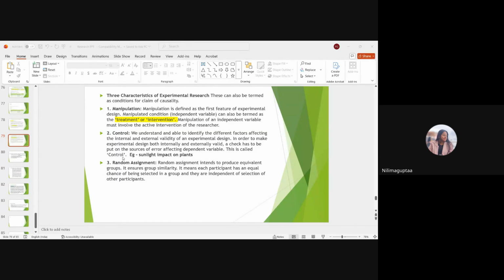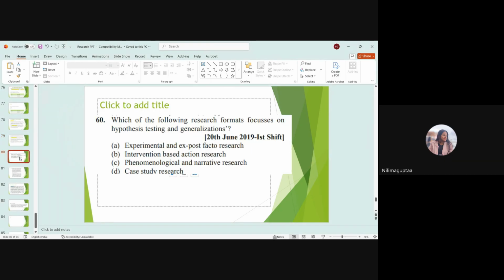And the third is random assignment. It is intended to ensure that everyone has equal group members, equal similarities. There is no partiality that is to be done with regards to the selection of a sample.